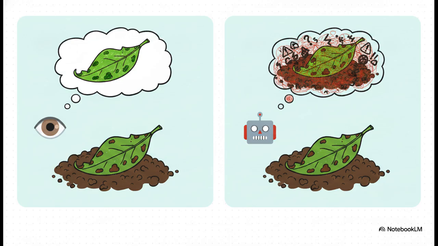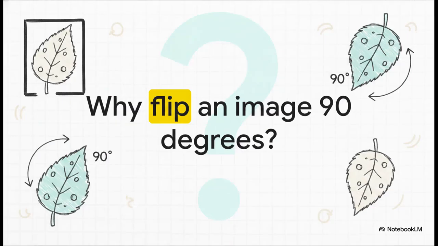If a photo of a leaf has a little bit of soil or sky in the background, your human brain instantly ignores it, right? You know it's not part of the leaf. But a machine learning model might look at a brown patch of soil in the corner and mistakenly think that soil is a symptom of a leaf disease. By carefully cropping out all that background noise, we force the AI to concentrate solely on the biological traits of the plant itself. Now, think about those rotational augmentations we just mentioned.